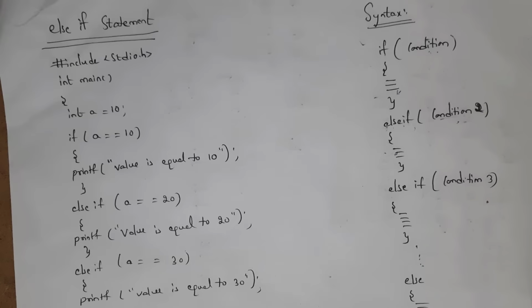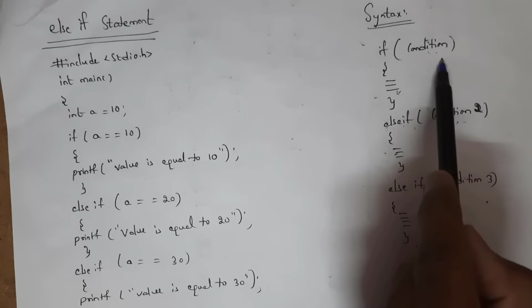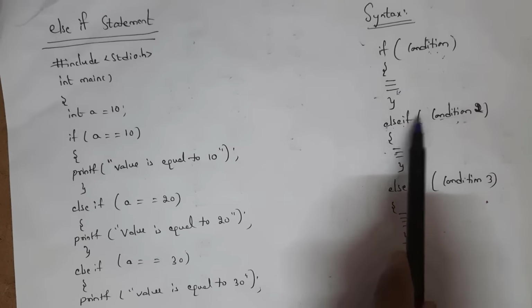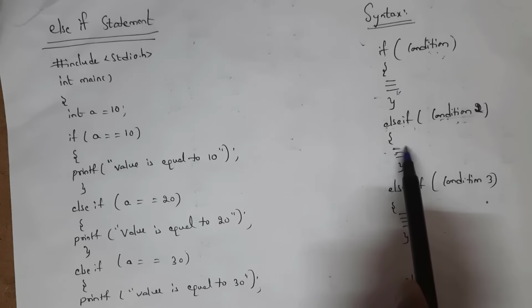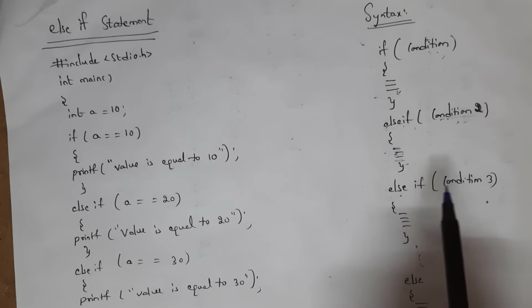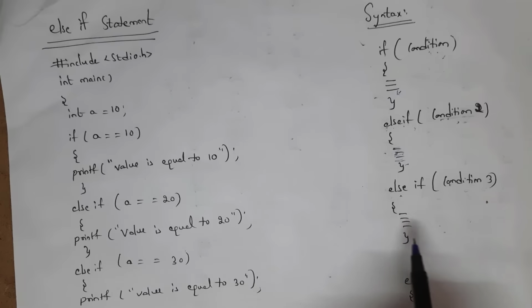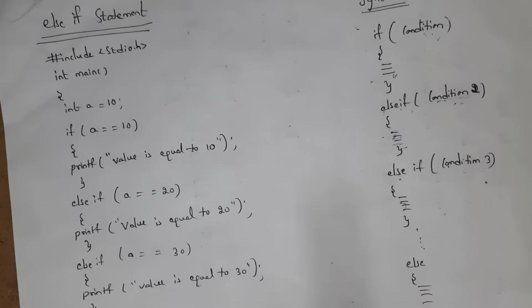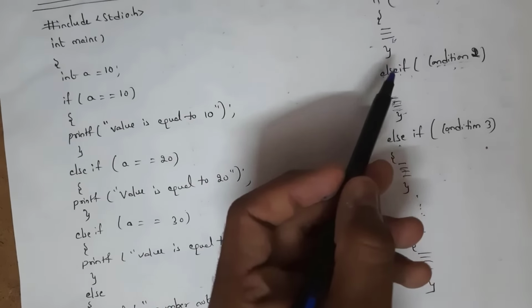At first you need to write if and you need to give condition. If this condition is satisfied, then whatever the statements that are present inside if will be executed. Next you need to write else if and you need to give else if condition. If this condition is satisfied, then whatever the code that is present inside this else if will be executed. Again you need to write else if and you can give another condition, and if this condition is satisfied, then this code will be executed. At last, if all these conditions are false, then whatever the code that is present inside else will be executed. Guys, you can take multiple else if conditions.